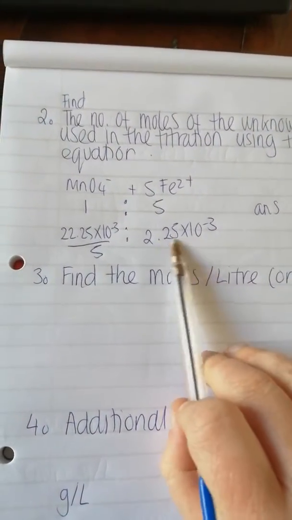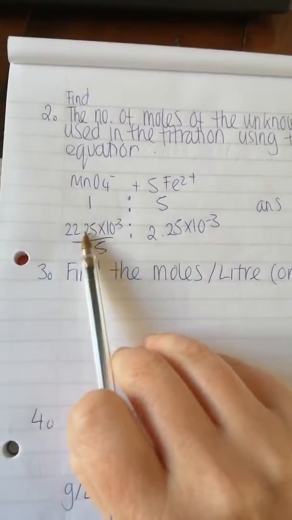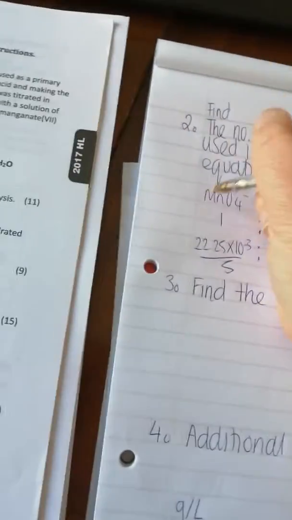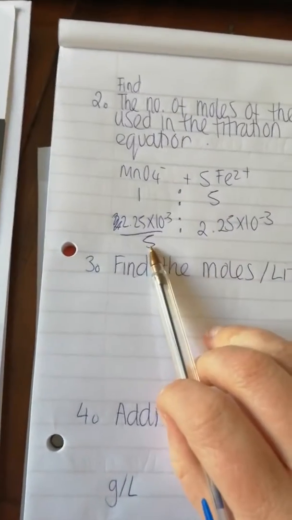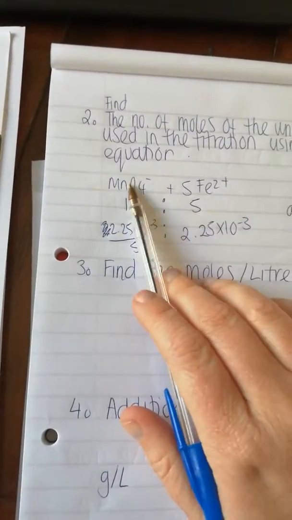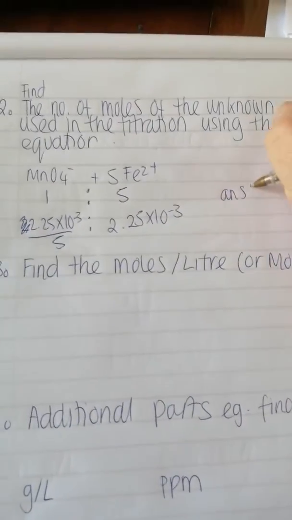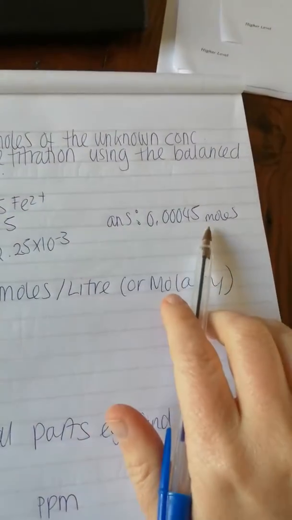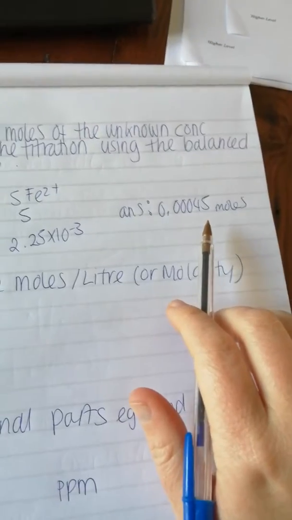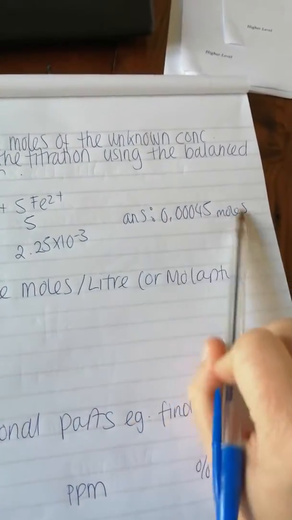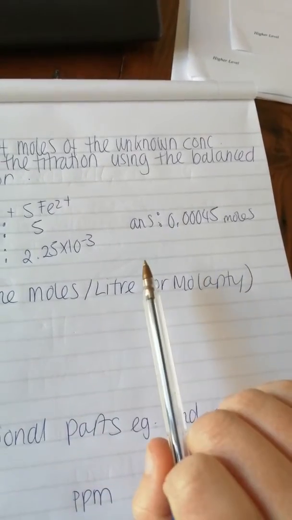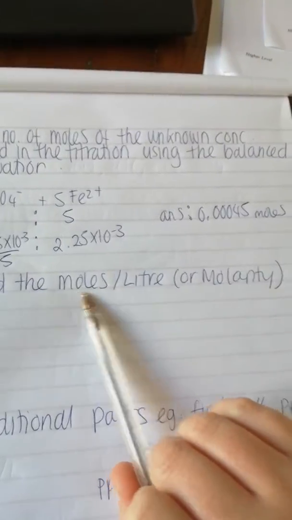1:5, 2.25 by 10 to the minus 3. So this will be 5 times less. And that will tell you the number of moles of this that reacted. So that's your answer for 2017. And then lastly, this is the number of moles that reacted in the titration. You're trying to find the concentration, which is the moles per litre.